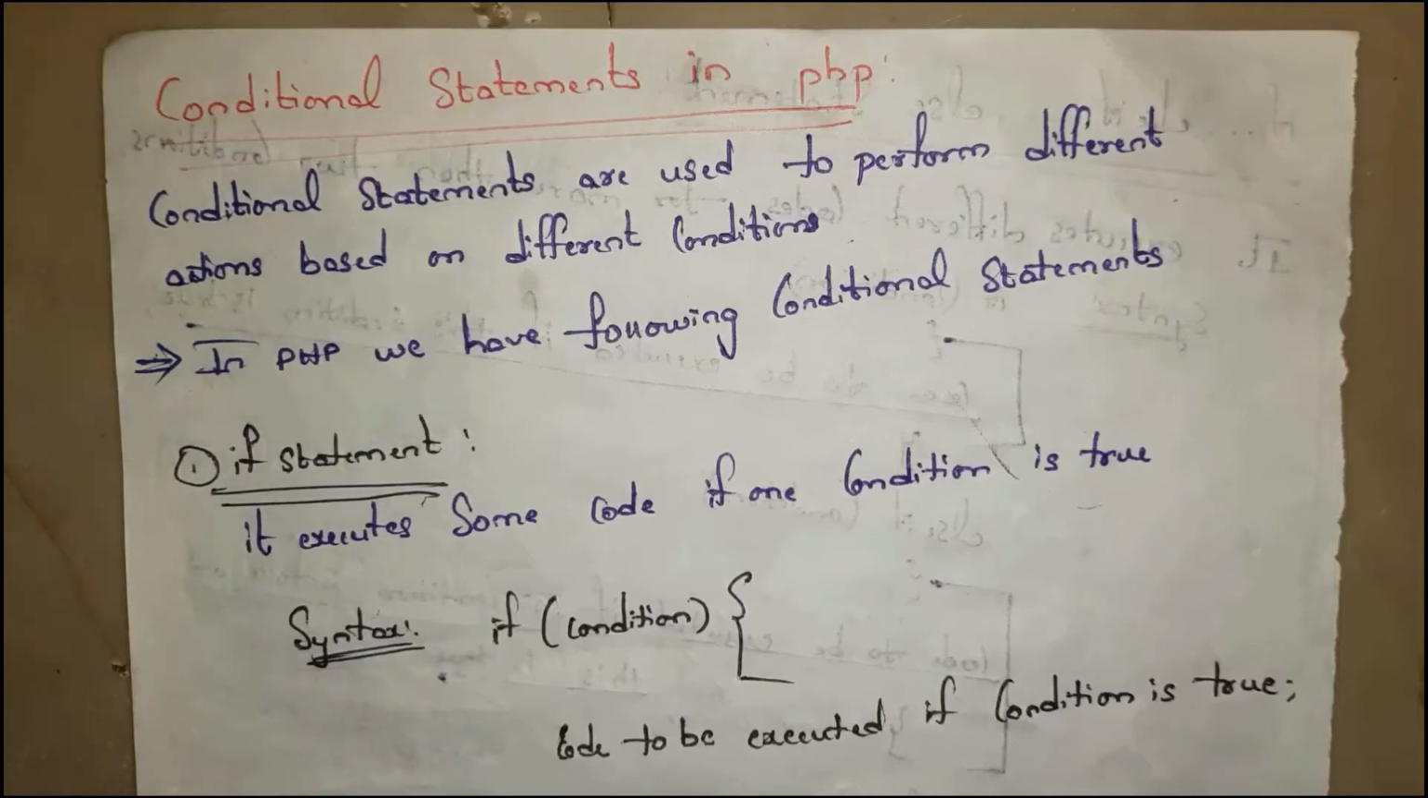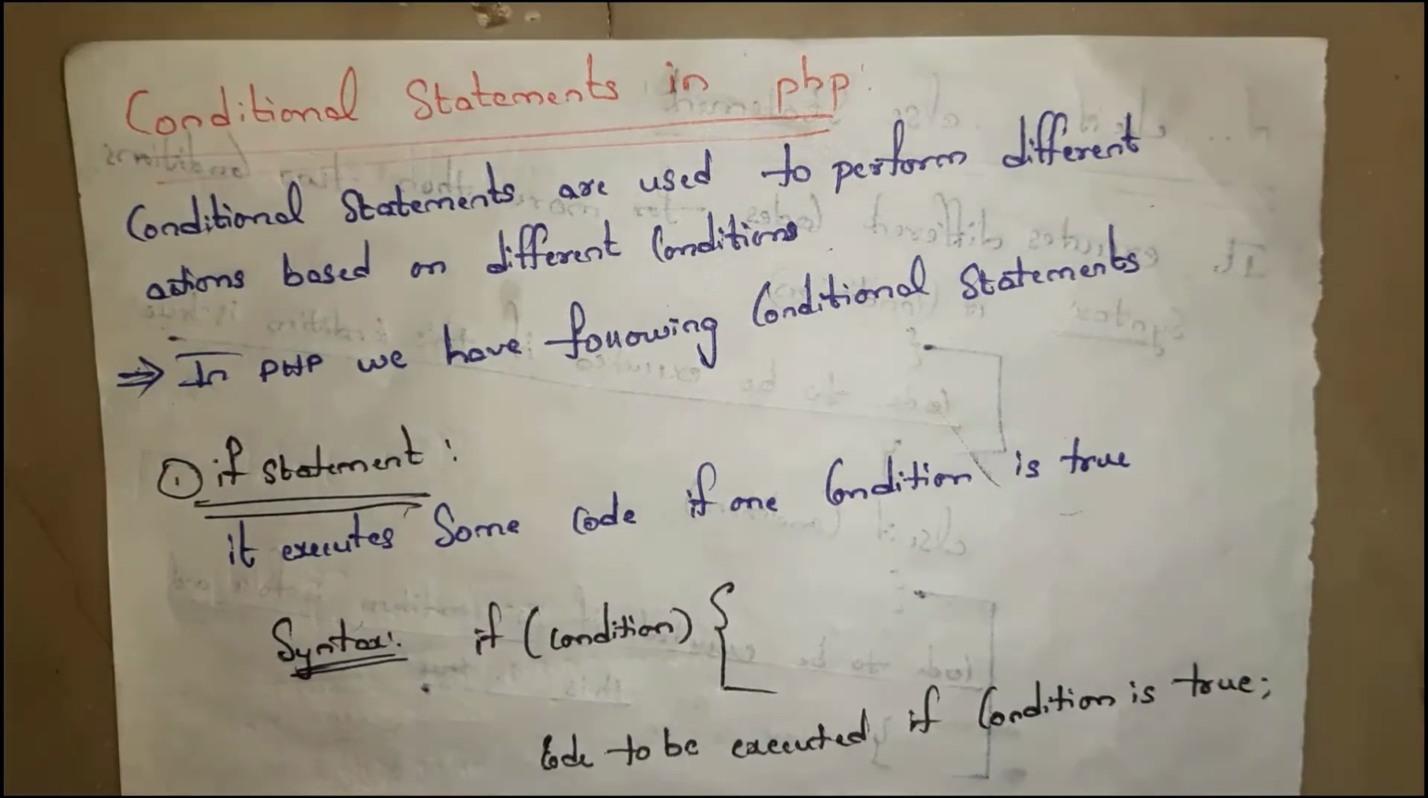Hello friends, today I am going to discuss conditional statements in PHP. Conditional statements in PHP are classified into four types. First one is if statement, second one is if else statement, third one is else if statement, and fourth one is switch statement.